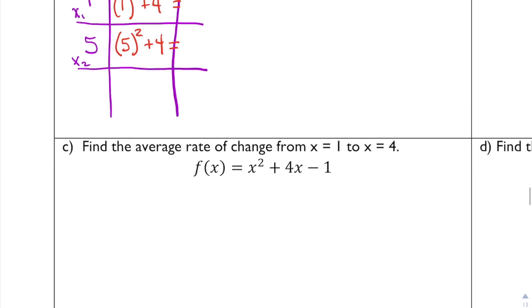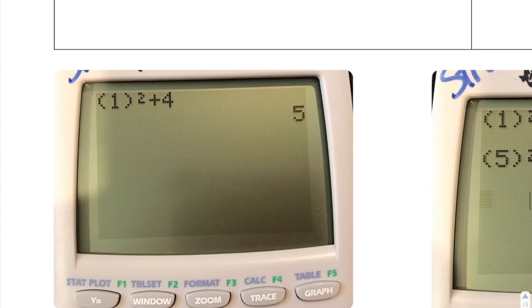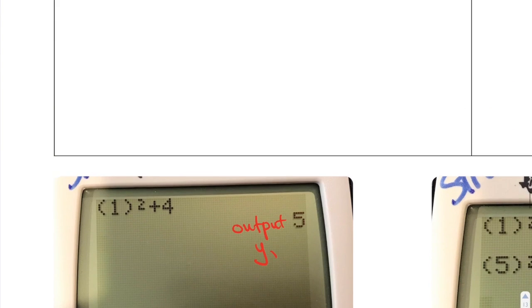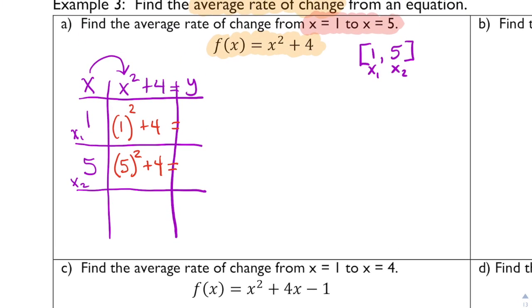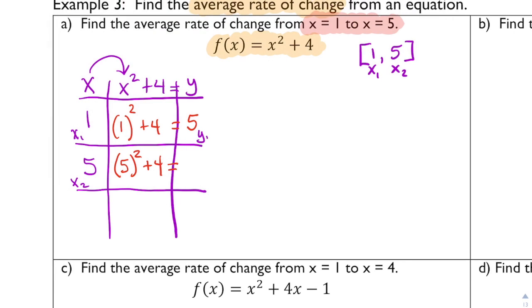So when you put in the first value, it should look like this on your calculator. So if you look at the board, the 1 is in parentheses, you have the square on it, and then plus 4, and your answer is 5. So 5 is our output, or our y value, and that'll be y1. So take that, go back up, and put in a 5, and I am going to label that y1.